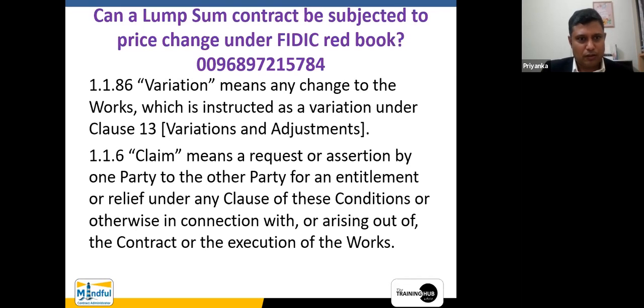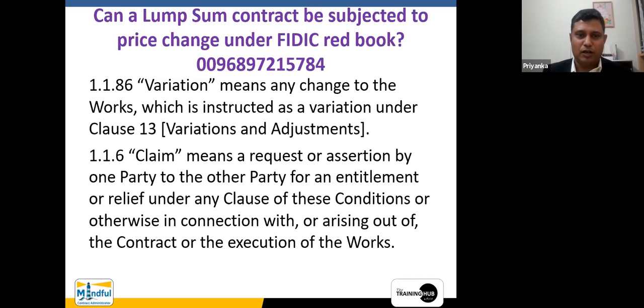There are two different defined terms called variation and claim in FIDIC Red Book 2017 version. But in the previous version of the FIDIC, the word claim was not a defined term. Now both the variation and claim have become defined terms. Why I put this thing is especially in order for you to understand what is the answer to this question. Now, a variation means any change to the works which is instructed as a variation under clause 30. Now, this is somewhat different from the compensation events which appear within the NEC contract, or relevant event which appears within the JCT type of contract.